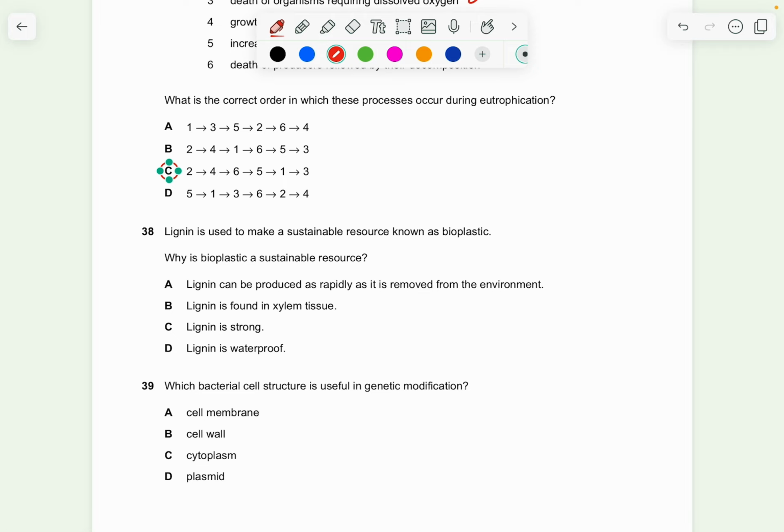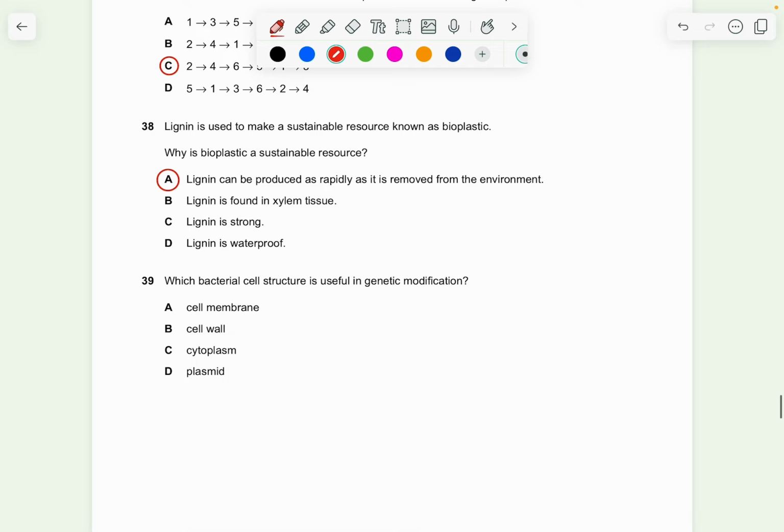Question 38. Lignin is used to make a sustainable resource known as bioplastic. Why is bioplastic a sustainable resource? For this question, you just need to find a definition. Sustainable resource means that it is produced as rapidly as it is removed from the environment. So the answer is A. This is by definition. Question 39. Which bacterial cell structure is useful for genetic modification? For this case, the answer is plasmid.